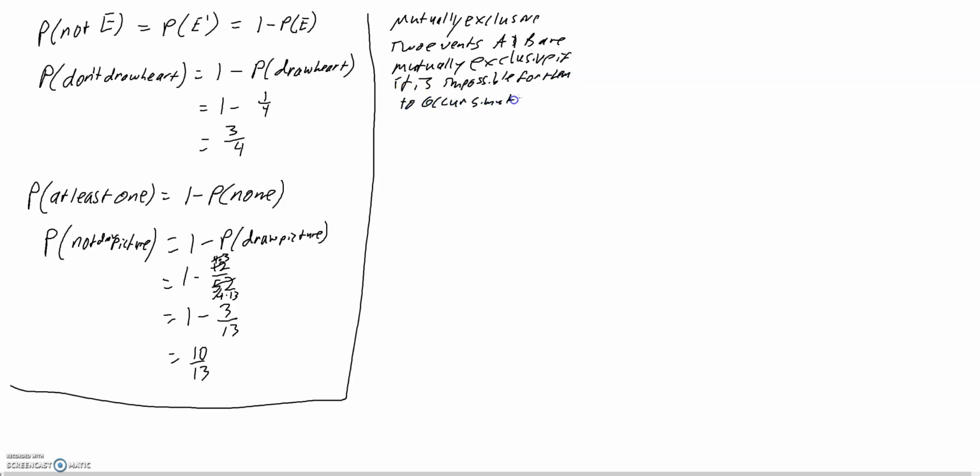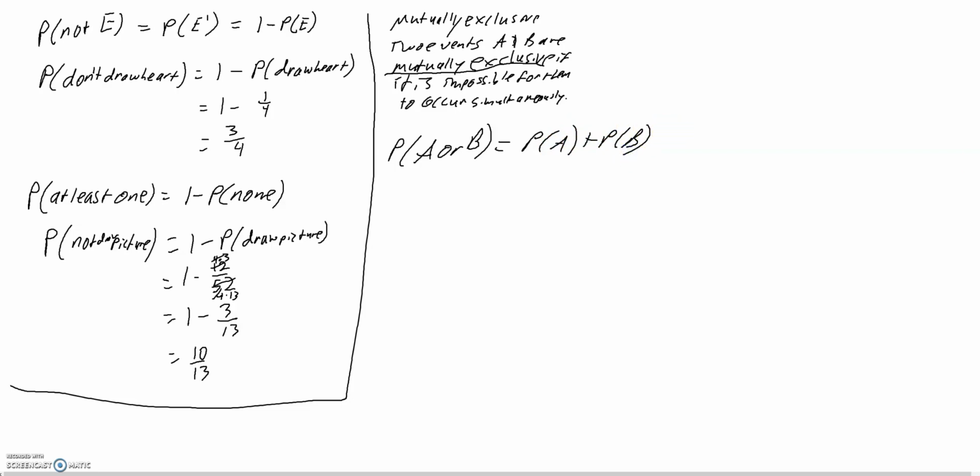Okay? Hopefully that makes sense to everybody there. So they are mutually exclusive if you can't have both of them at the same time. Okay. So if you look at that, then if I want to find the probability of A or B, okay, the probability of A or B is the probability of A plus the probability of B.